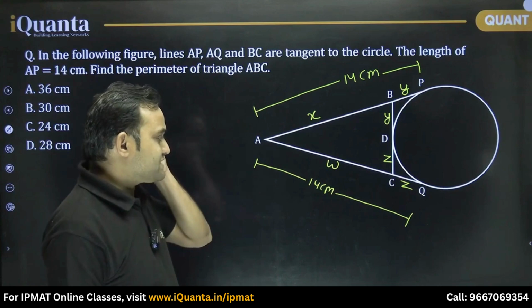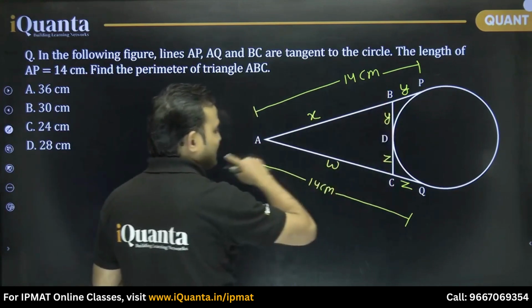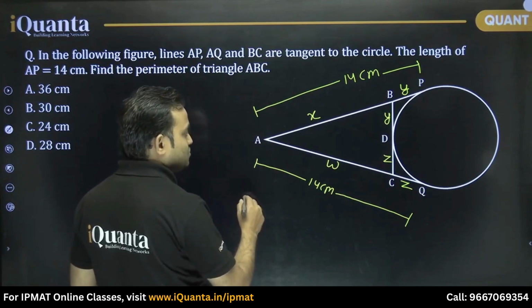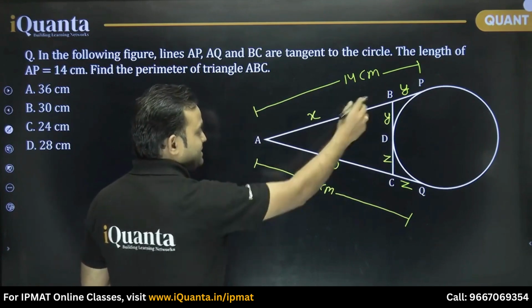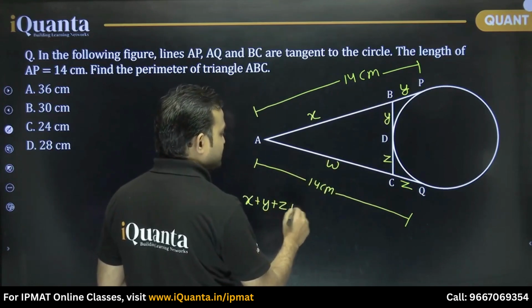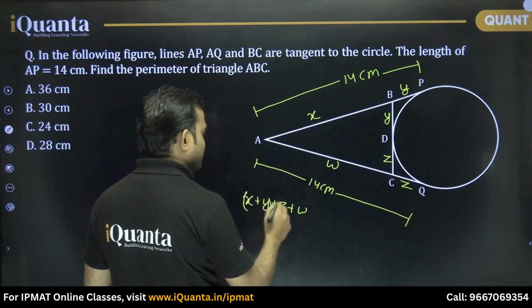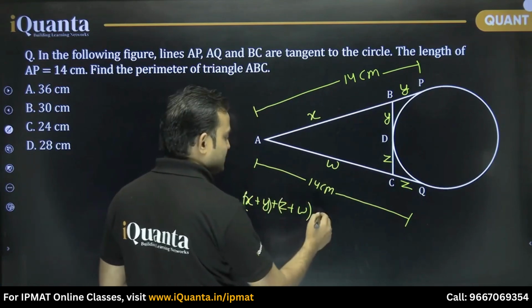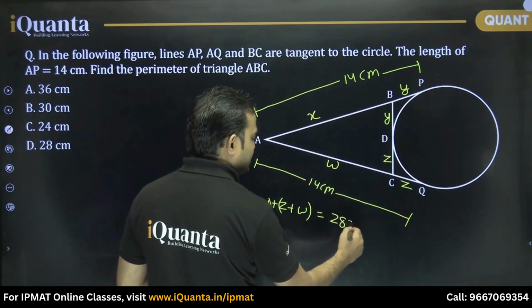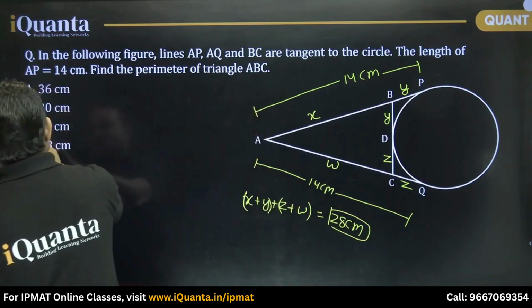Now what we can say, what is our perimeter? Perimeter of this triangle ABC will be equal to X, which is AB, plus BC. BC will be Y plus Z, plus AC, which is equal to W. And what is X plus Y? It's 14. Z plus W is also 14. So a total 28 centimeter. And our answer is option D.